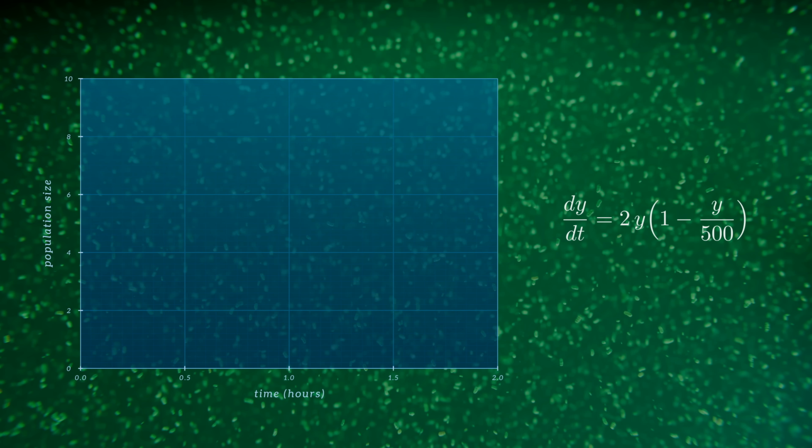You start from an initial value, in this case a population size of 1 at time 0. By repeatedly calculating the slope of the curve from the differential equation, multiplying that slope by a chosen time step, and adding the result to the previous value, you can gradually trace out an approximate solution to the equation.